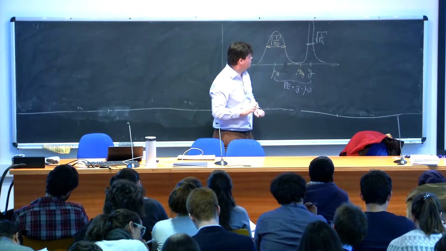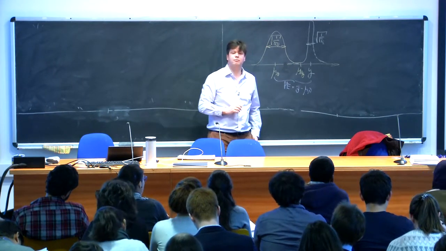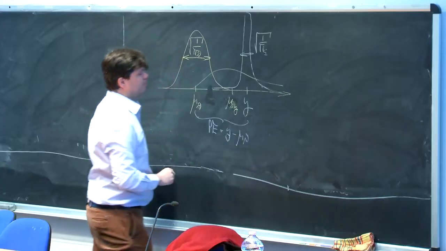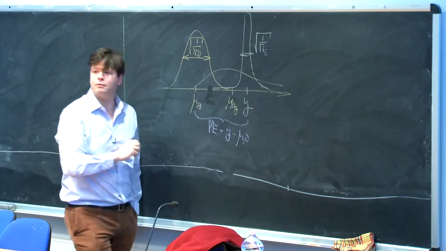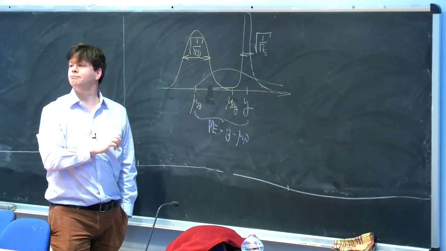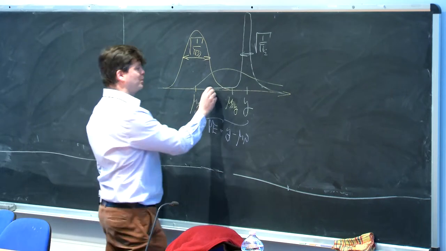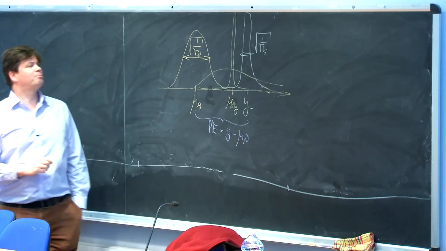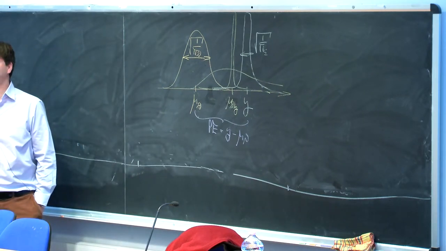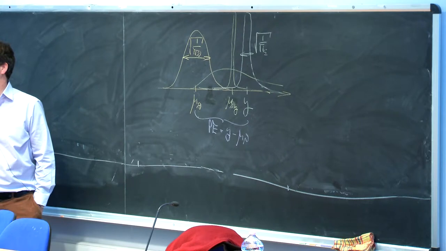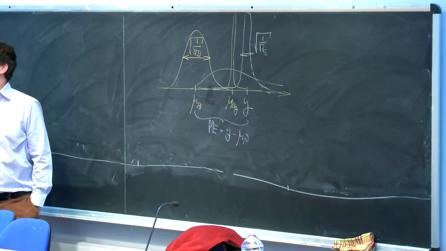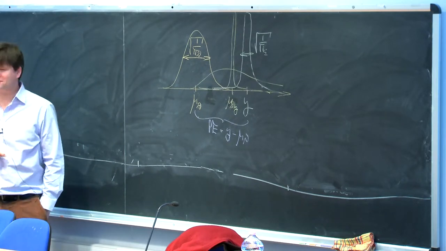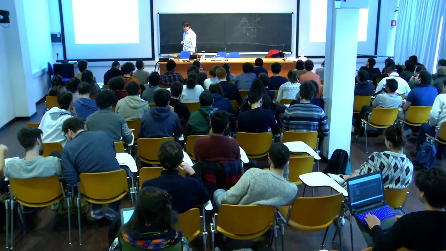Now, how precisely should I draw this one? Who would like it like this? Hands up. Okay, at least one hand. I should give you an alternative before I ask. Who would prefer it more like this? Those are the two alternatives. One of them is more sensible than the other.